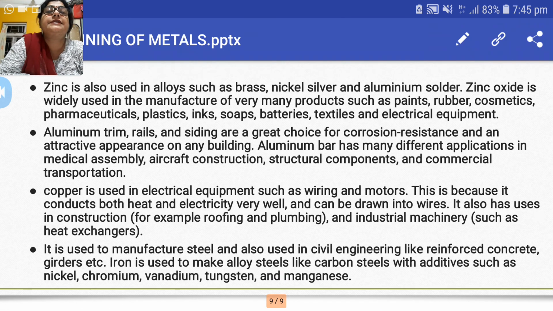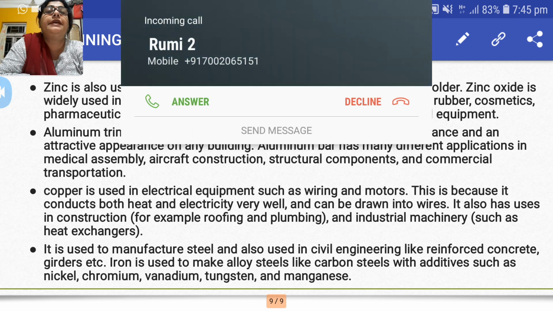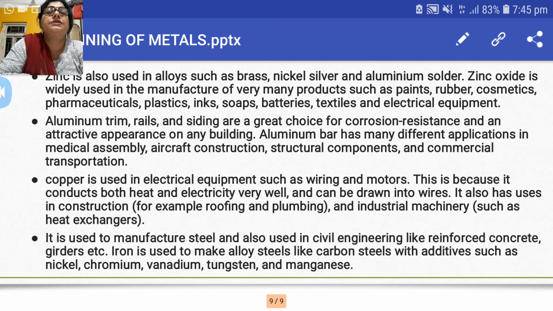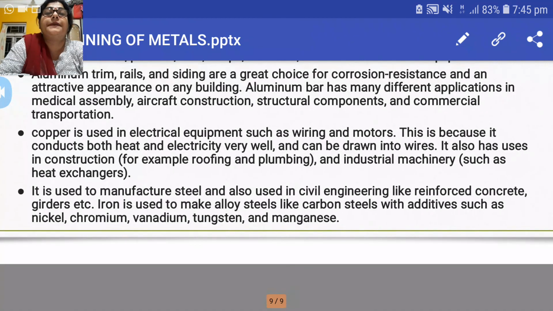Aluminium trim, rails, siding are a great choice for corrosion resistance and attractive appearance of any building. Here you will see aluminium bar has many different applications in medical assembly, aircraft construction, structural components and commercial transportation. Copper is used in electrical equipment such as wiring and motors. This is because it conducts both heat and electricity very well and can be drawn into wires. It also has uses in construction and industrial machinery.